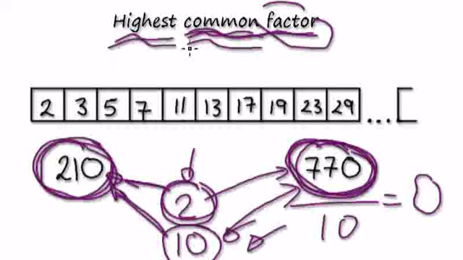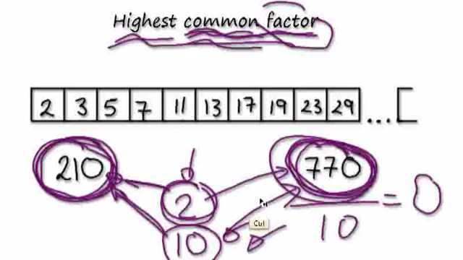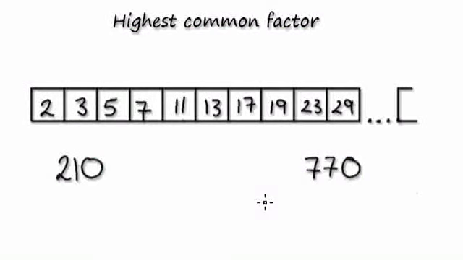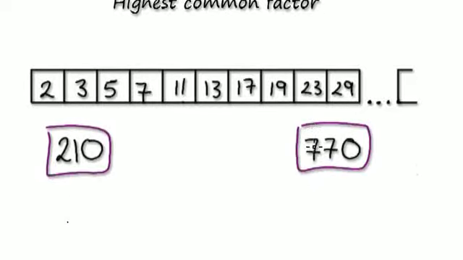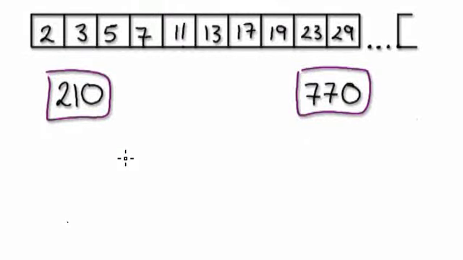The question is, what is the highest common factor of 210 and 770? Well, the trick to finding this out is to break up this into a product of primes. Break this up into a product of primes. So let me show you how, as an example here.